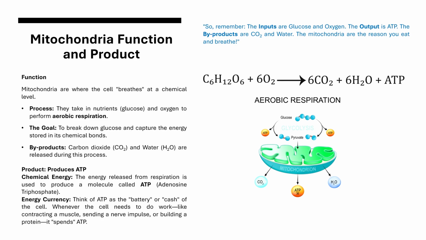So remember, the inputs are glucose and oxygen. The output is ATP, adenosine triphosphate. The byproducts are carbon dioxide and water, as shown here in this equation, which I explained earlier. So the mitochondria are the reason you eat and breathe.